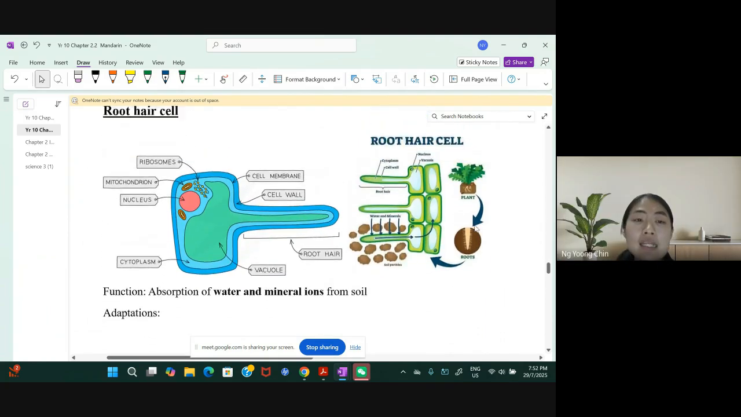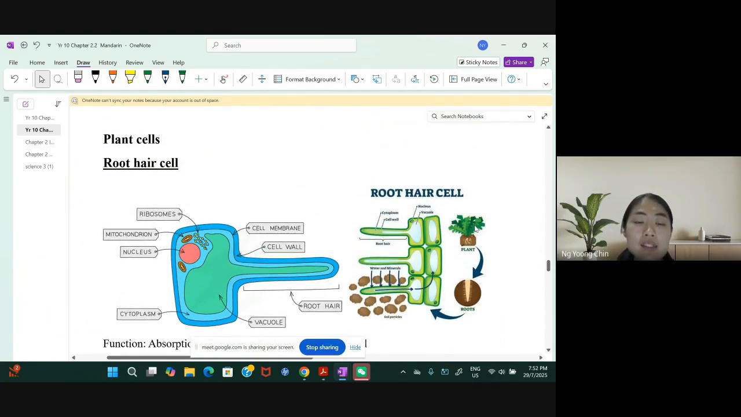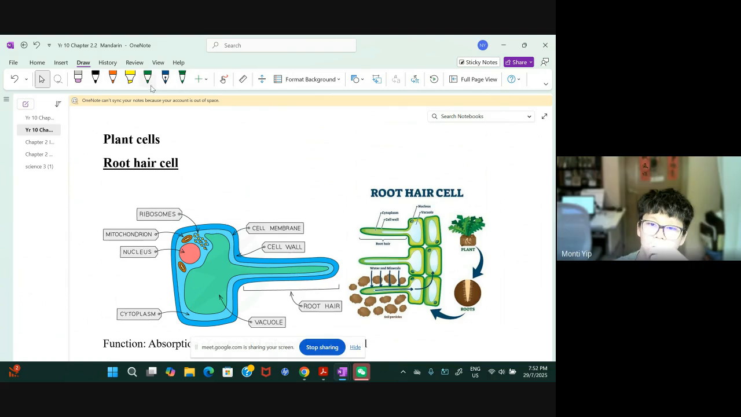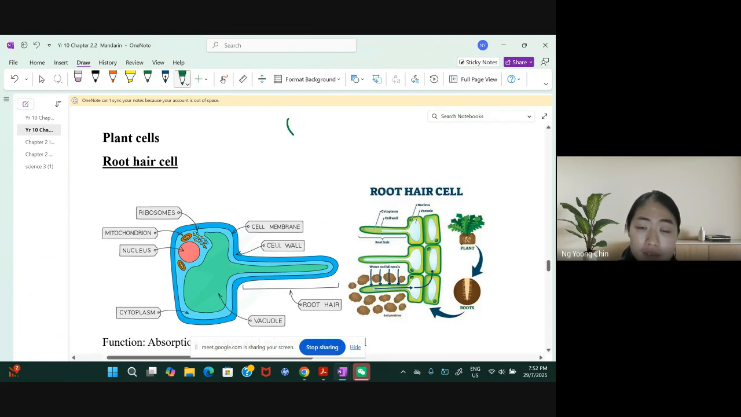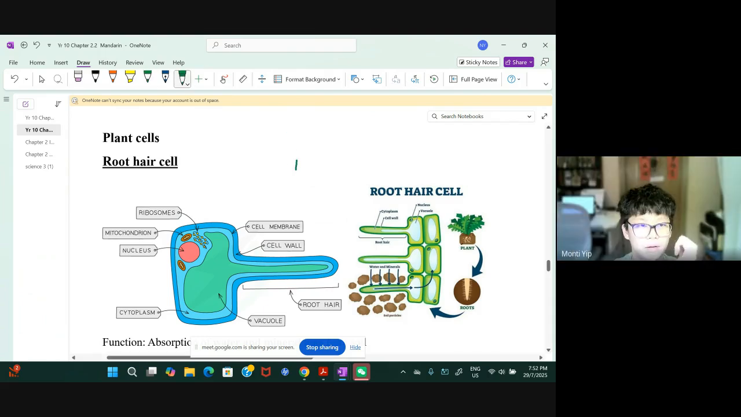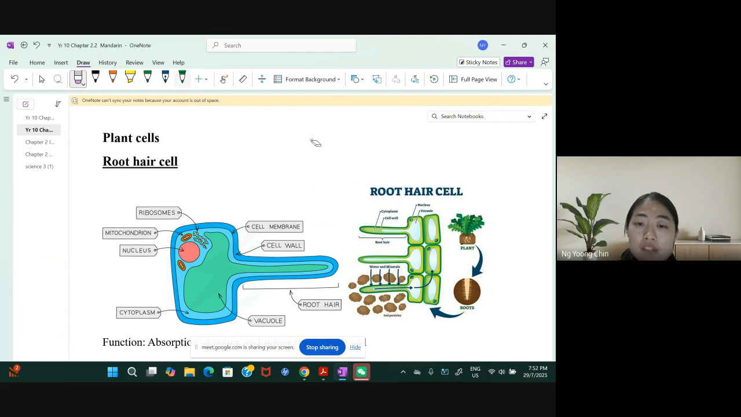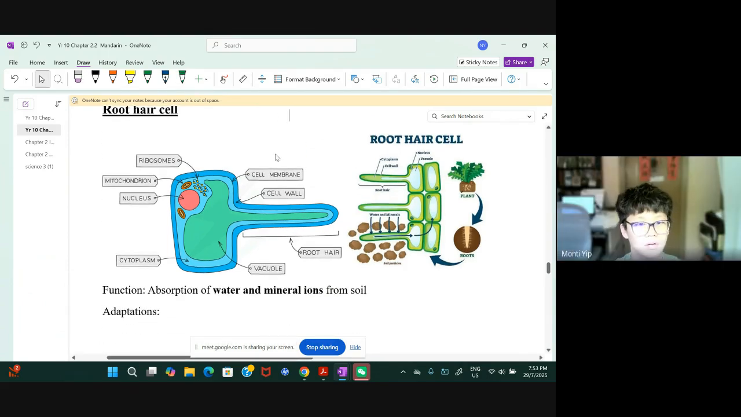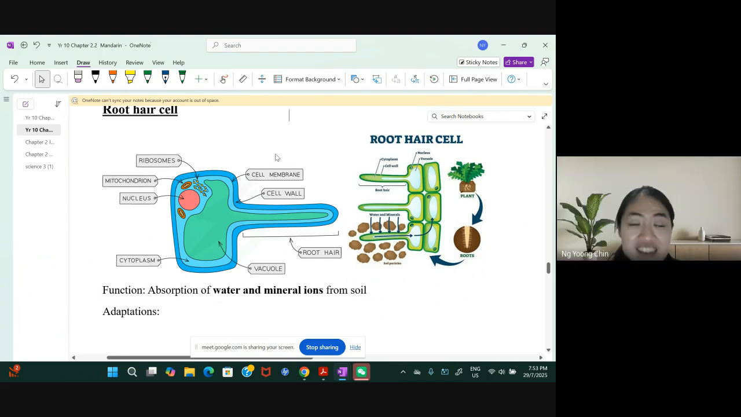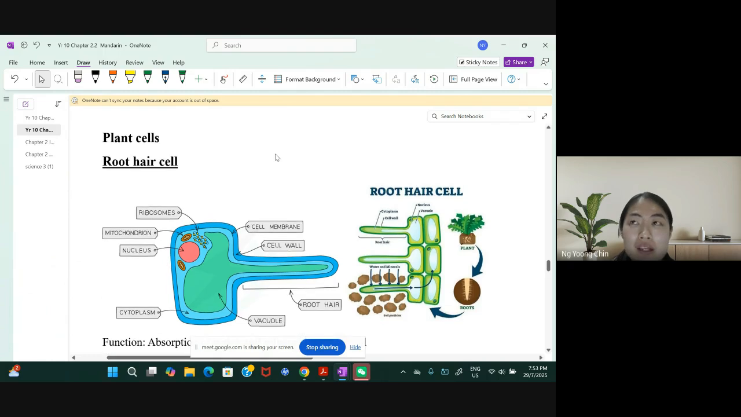Now we'll talk about the root hair cell in the plant cell. Okay, Monty, in the plant, we have the leaf parts, correct? Leaf, stems, and the roots. So tell me, what is the function of roots? Can roots do the photosynthesis? No, right? Then Monty will tell me which part of the plants does the photosynthesis.